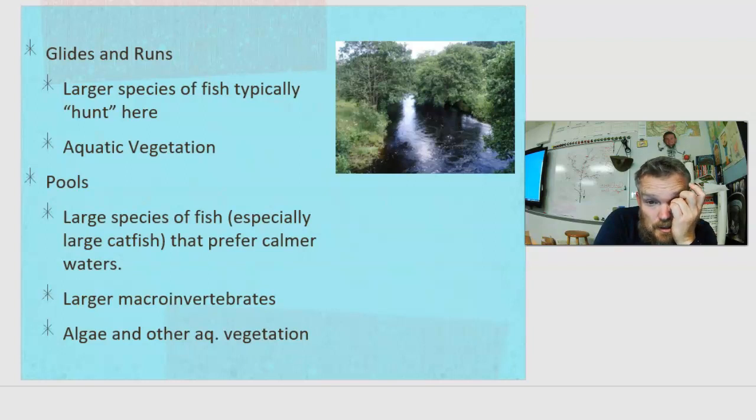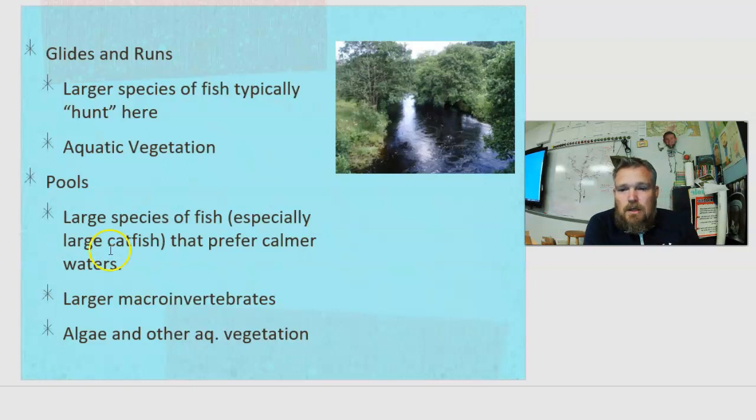Glides and runs, usually larger species of fish will live there. They're also going to hunt there. Usually glides and runs are right after riffles, and so things get kicked out of the riffles in the turbulent water, and will drop into the glides and runs. So fish will typically hunt things there, and then the water typically is slowing down enough to where now plants can start to take hold as well. So you start getting aquatic vegetation there.